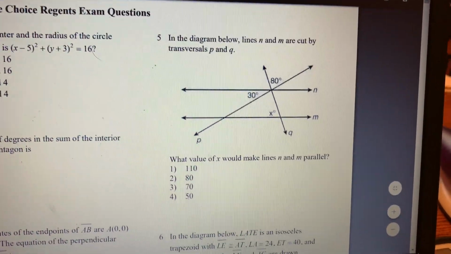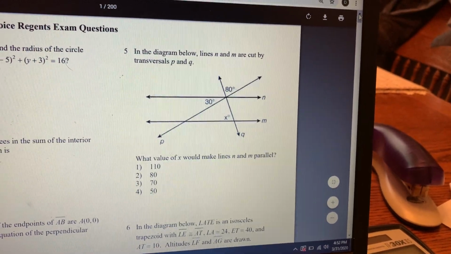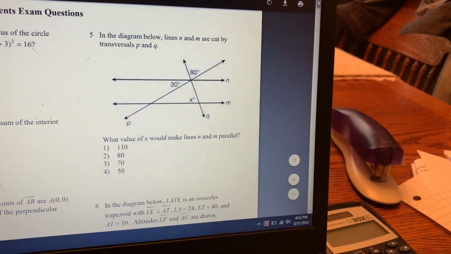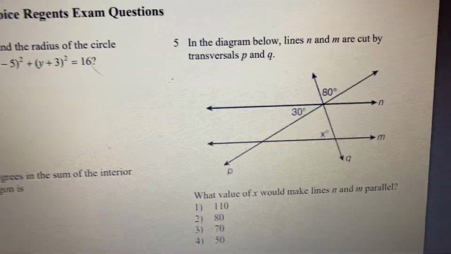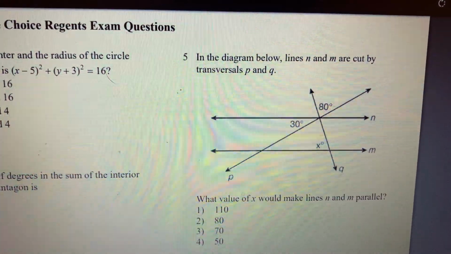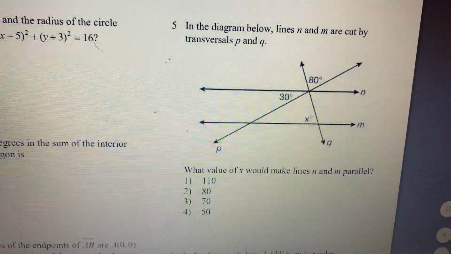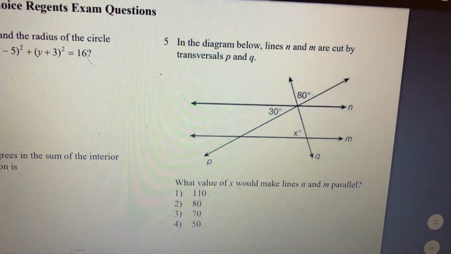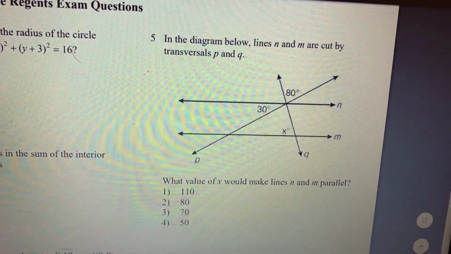All right. Number 5, parallel lines with the two transversals, actually. Again, one of my favorite things, I think one of the easiest things we do in geometry. So, in the diagram below, lines N and M are cut by transversals P and Q. What value of X would make lines N and M parallel? So there's actually a couple different ways that you could go about this, okay?